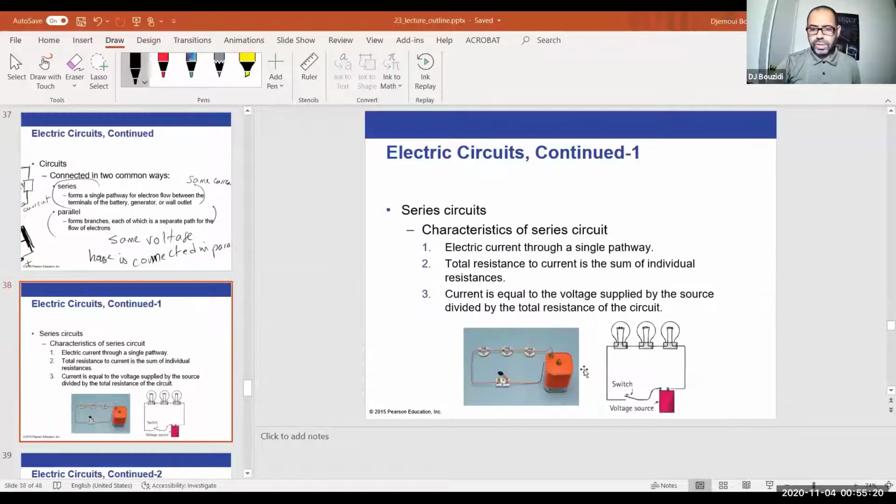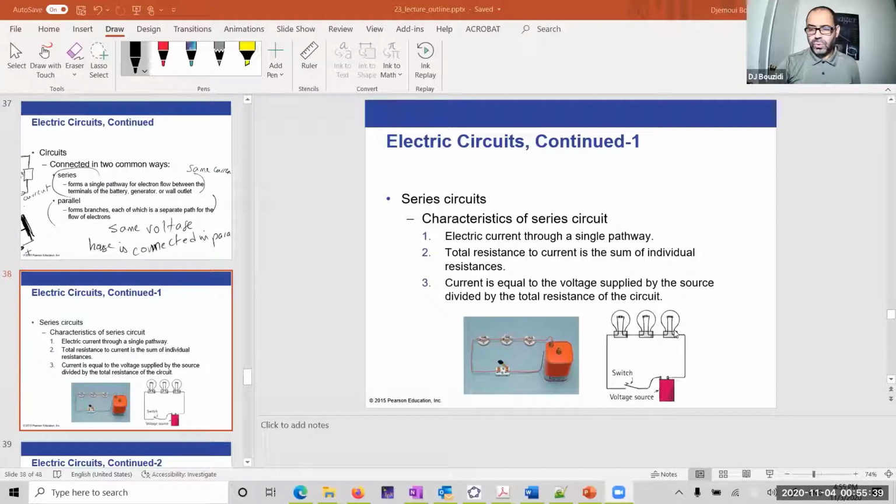So again, this is an illustration of the series circuit. The current leaves the positive side of the battery, goes through the first light bulb, then goes through this resistor and comes back, because light bulbs are just resistors. Then it goes through the second light bulb, then through the third light bulb, and comes through the other side. The current is the same throughout the entire circuit, okay?